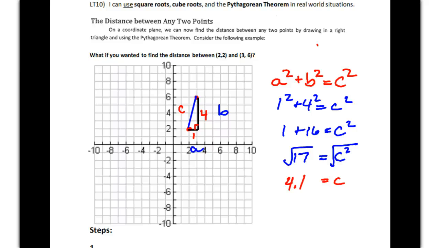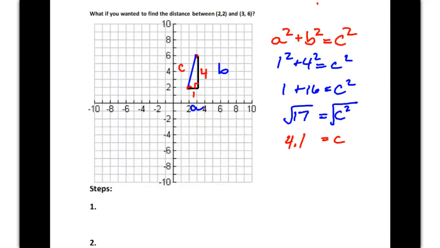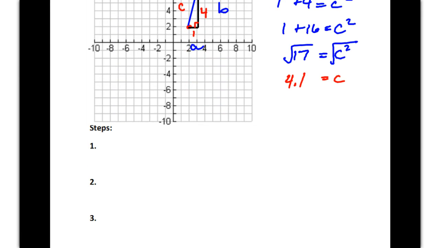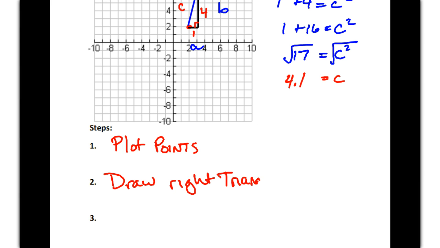So that works. To write out the steps that we just did, the first thing we're going to do is plot the points. We'll have 2 points, and those 2 points will then let us draw a right triangle. So we'll draw a right triangle. And then after that, we'll use the Pythagorean theorem.